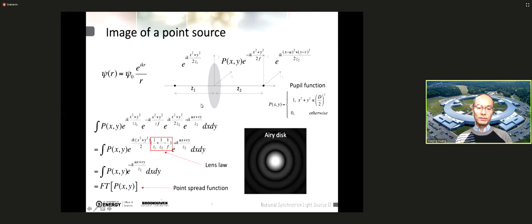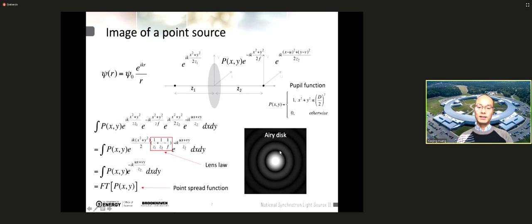Because in this case our source is a point, the image of a point source is called the point spread function. The image in the bottom right corner is one example of a point source image. You can see it has a disc-shaped center and concentric rings outside. This kind of pattern is called an Airy disc. As we can see here, our object is a point, the smallest object we can think about. But through this imaging system, we are not seeing a point. Instead, we're seeing this Airy disc.